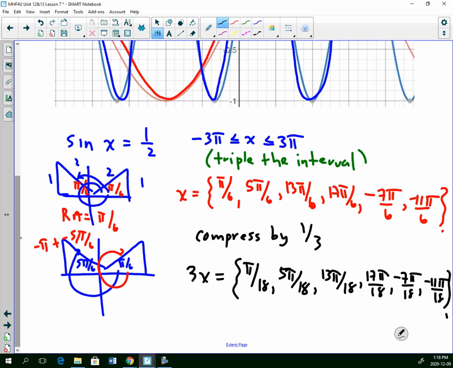So it might seem a little tricky, but it's the same sort of thing. You're going to extend the interval. So whether it's a double or a triple interval, you're going to find your answers like you normally would over that interval, and then you're going to compress them. Is the 3 steps. Okay, we can look at some more later, probably on Friday when you're actually in the classroom. But that's double angles.